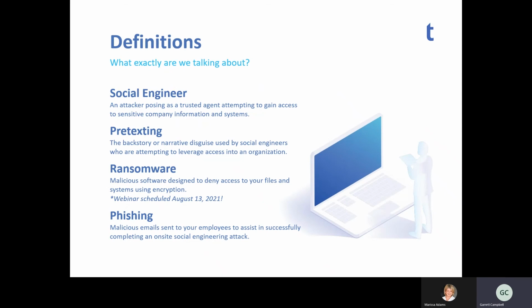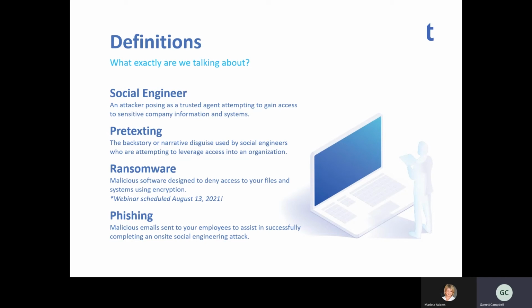So what exactly are we talking about? I wanted to start with just a couple different definitions that are heavily tied to social engineering, and the first one is, of course, social engineer, which can be an attacker posing as a trusted agent, attempting to gain access to sensitive information or proprietary information, or just the critical systems themselves. This could be anybody. This could even be somebody who's trying to get a job at your organization. It can be a variety of people.